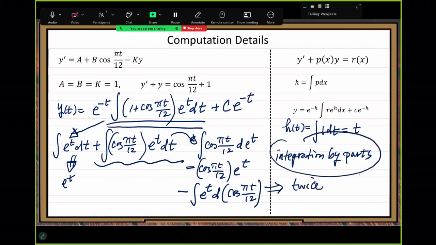Twice integration by parts. Okay. If once, still, you cannot find the answer, you need to do it a second time, then you can find the answer.